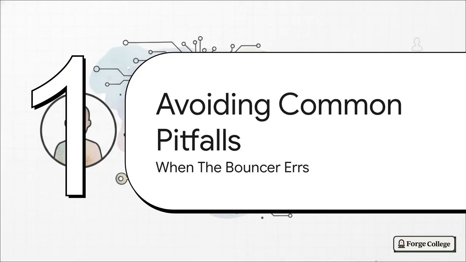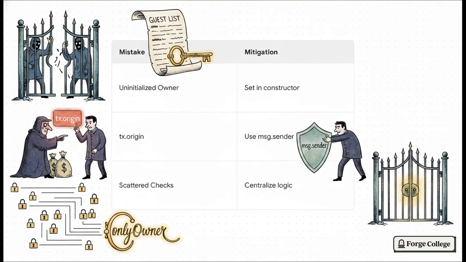Now for Section 4, avoiding common pitfalls. When the bouncer errs. Even the very best bouncers can mess up if you give them bad instructions. So let's look at a few ways developers accidentally sabotage their own access controls, turning an impenetrable fortress into a flimsy screen door. When you look at these mitigations, it's pretty wild how such simple fixes can prevent total catastrophic failures. Take an uninitialized owner, for instance.